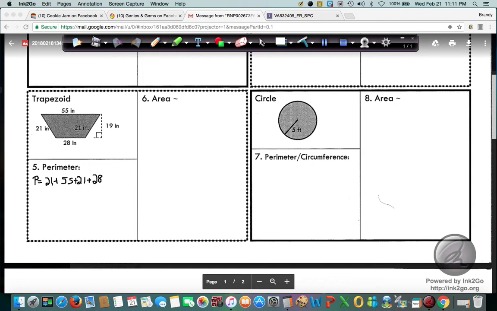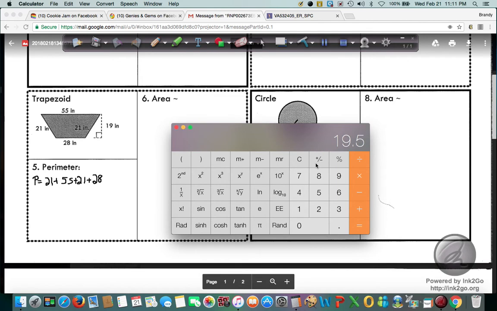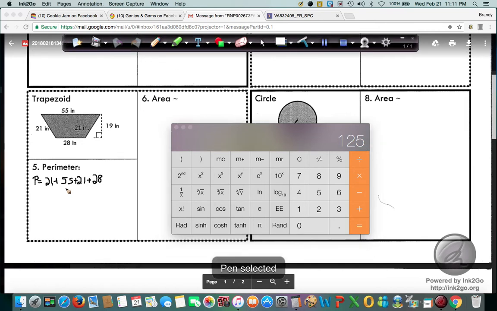And we're going to grab the calculator. Clear that out. 21 plus 55 plus 21 plus 28. And that gives us 125. So the perimeter is going to be 125 inches. Okay, and there's your inches. So 125 inches. Very good.